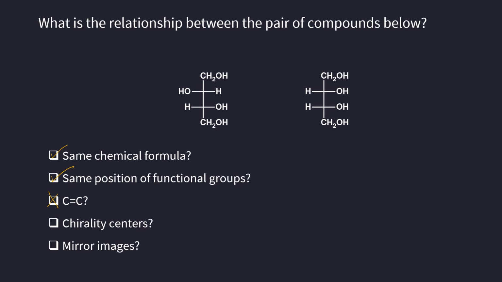So each of them has 2. In the Fischer projection, each of these vertices are chirality centers. So the left compound has 2, and the right compound also has 2 chirality centers. Are they mirror images? They are not mirror images, so they cannot be enantiomers. Because only one chirality center, this one, is different in the 2 structures, they are therefore diastereomers.